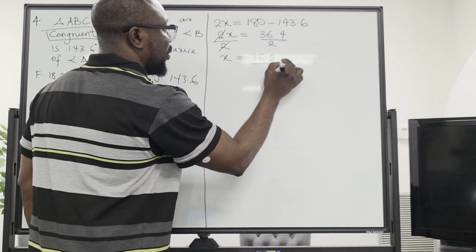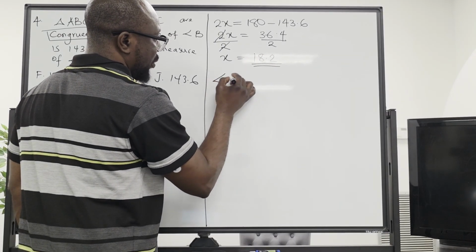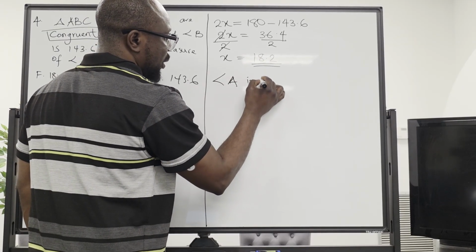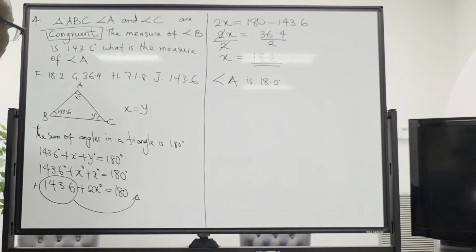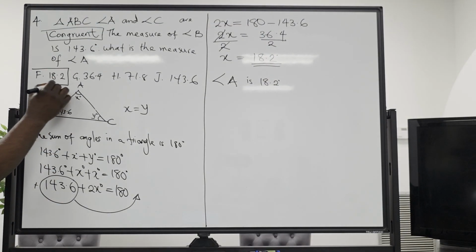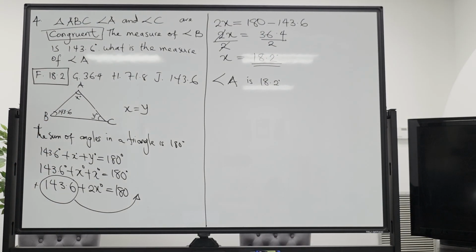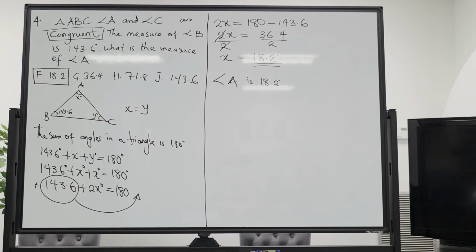18.2. So that means that angle A is 18.2 degrees. So I think the answer here is F, 18.2. So that's the answer. If you add all this together, you should get your 180. That's question 4. Let's go to question 5.